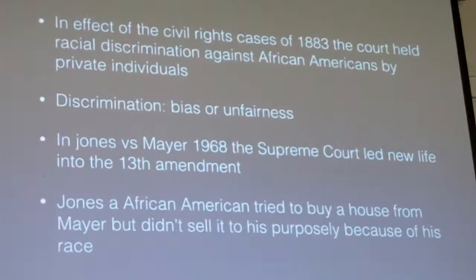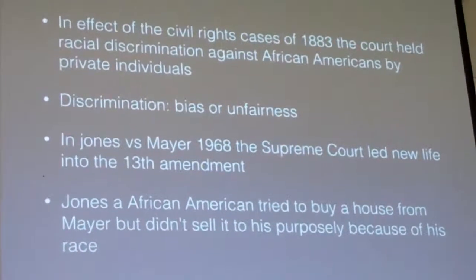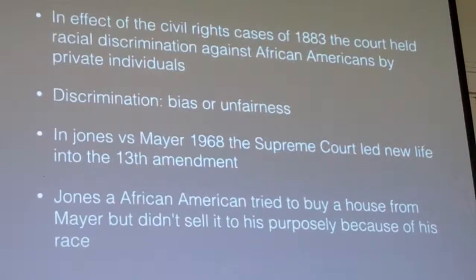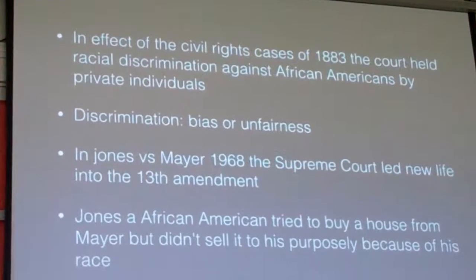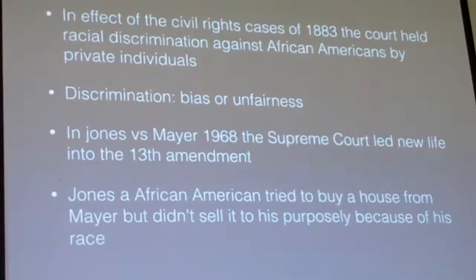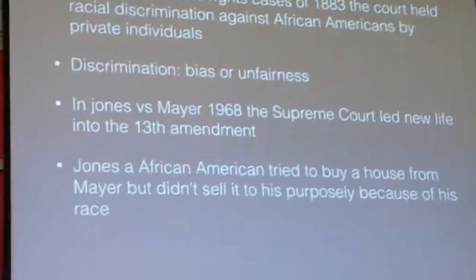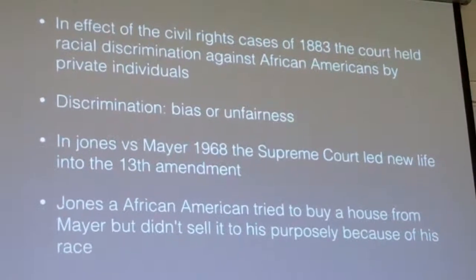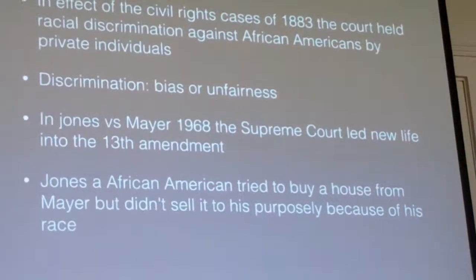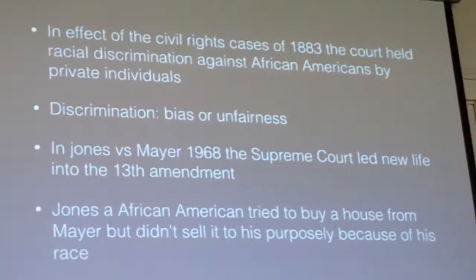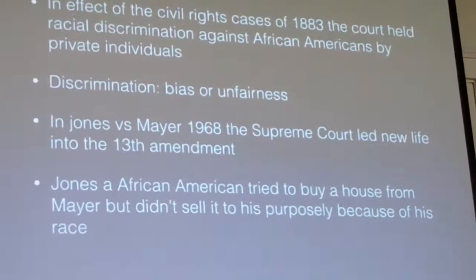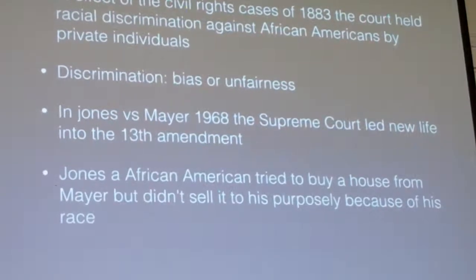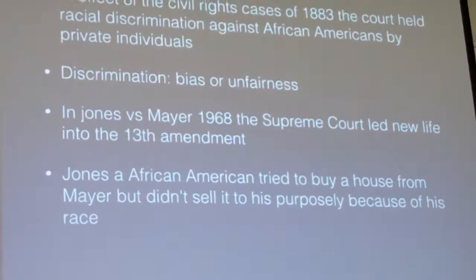In the Civil Rights Cases in 1883, the court held that the amendment did not reach racial discrimination against African Americans by private individuals. Discrimination is bias or unfairness. In Jones v. Mayer, 1968, the Supreme Court breathed new life into the 13th Amendment. Jones, an African American, tried to buy a house from Mayer, but Mayer purposely didn't sell it to him because of his race.